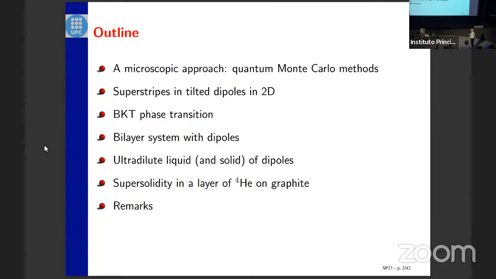And as I will comment also, I will show you that you can even get solid phases, which is even more strange, using dipoles in a multilayer geometry. If I have time, I will also comment about helium, but helium on graphite, which is a very rich system. And I will show you that even in that case, which is a two-dimensional system, we see some supersolidity in the system. So first, some words about the methods.